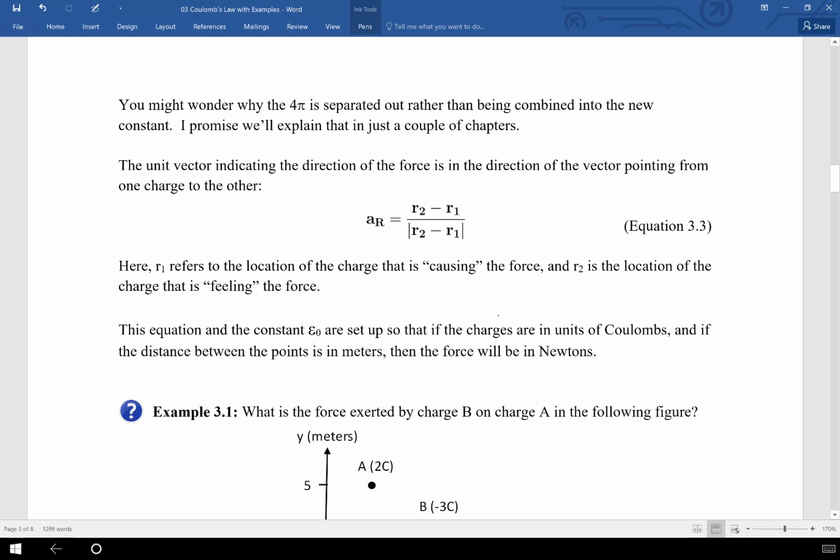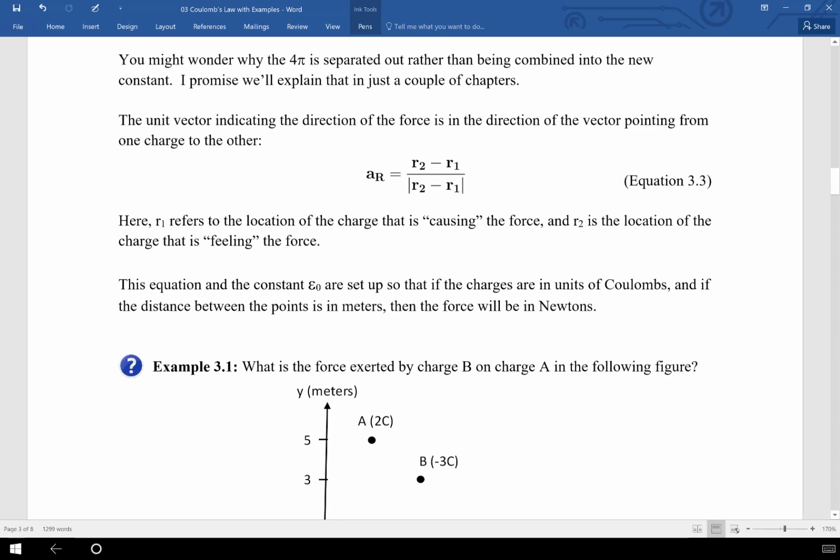The unit vector is an important part of this, because remember that Coulomb's law not only specifies the magnitude of the force, but also the direction of the force. And so you can see here we have an equation that identifies what is that unit vector, where R1 is the location of the charge that is, quote, causing the force, and R2 is the location of the charge that is, quote, feeling the force.